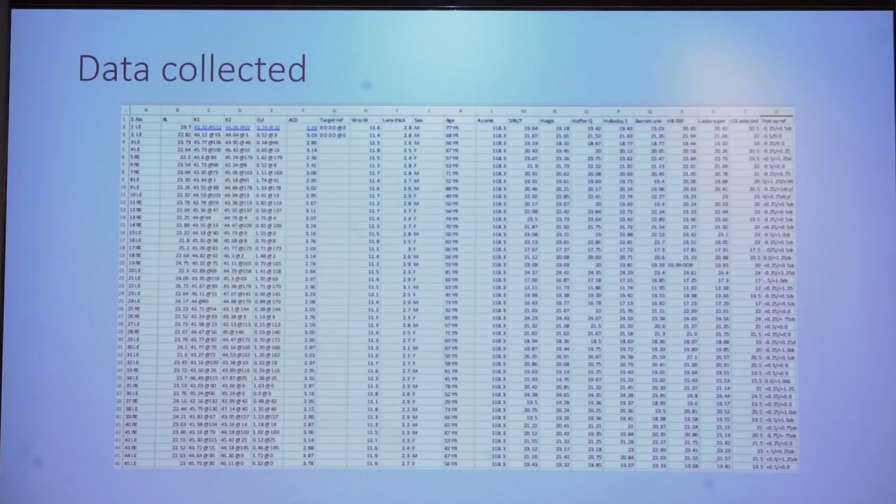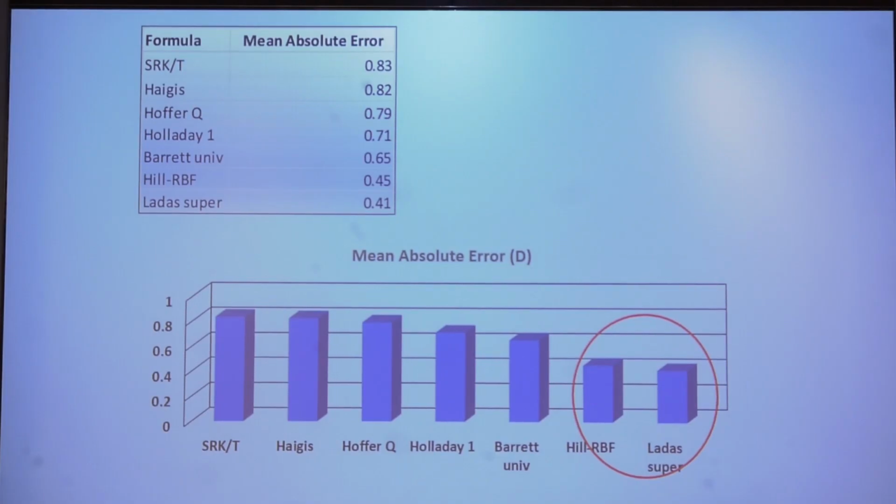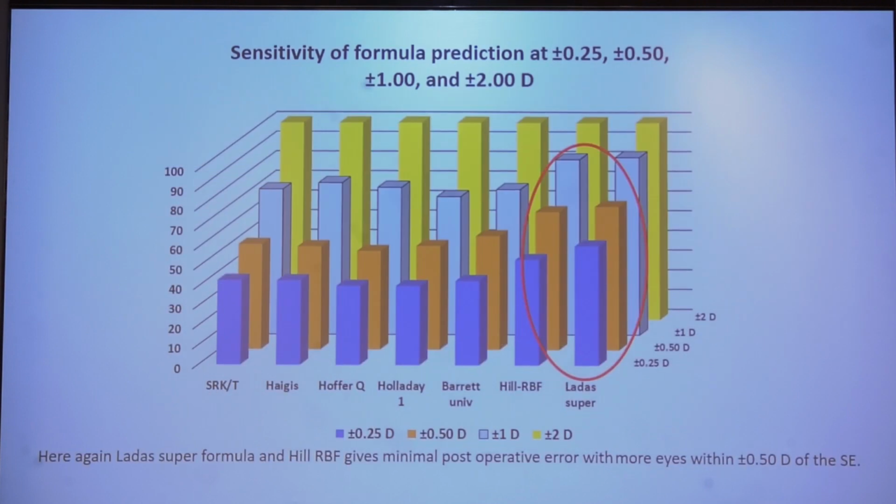I am not going into details, but the data which I have collected from my small hospitals shows that the mean numerical error for Hill RBF and Ladda's super formula is very less. So it is better than other regression formulas. In the mean absolute error, which is the basis of any correctness of the formula, here also the Hill RBF and Ladda's super formula are better.